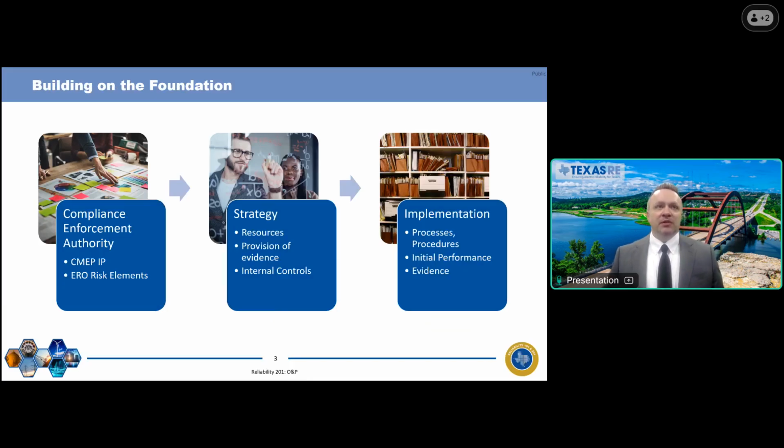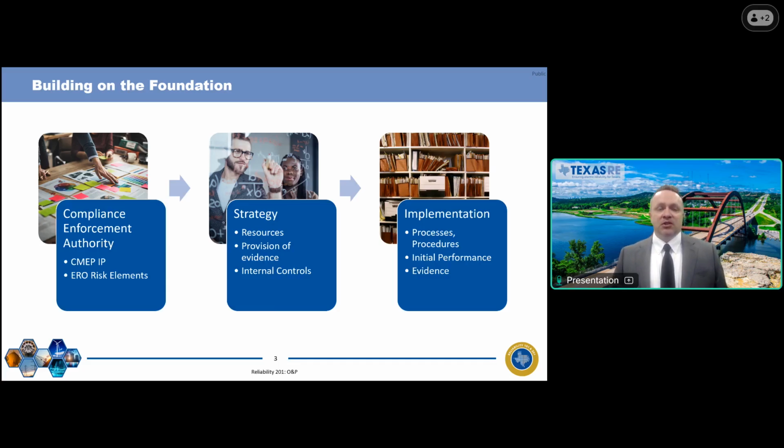So as we build on the foundation that we set up in the 101 series, we're going to focus in on the Compliance Enforcement Authority's ability to audit the risk elements identified by the CMEP-IP. The CMEP-IP, the Compliance Monitoring Enforcement Program Implementation Plan, is the NERC document that comes out every year, which helps the ERO focus on those risk elements identified.